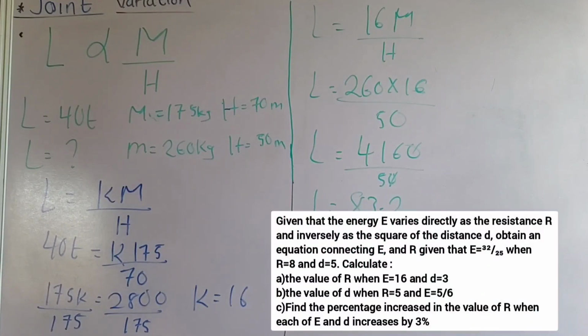Given that the energy E varies directly as the resistance R and inversely as the square of the distance, obtain an equation connecting E and R, given that E equals 32/25 when R equals 8 and D equals 5. Question A, calculate the value of R when E equals 16 and D equals 3. Calculate the value of D when R equals 5 and E equals 5/6. And the third question under that, find the percentage increase in the value of R when each of E and D increases by 3%. Okay, that's the question.